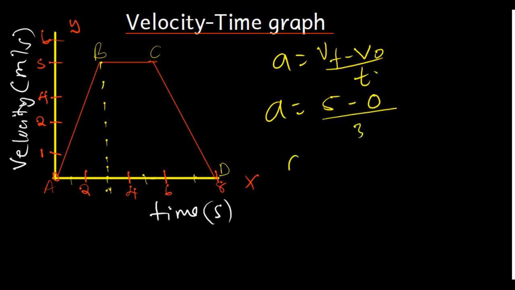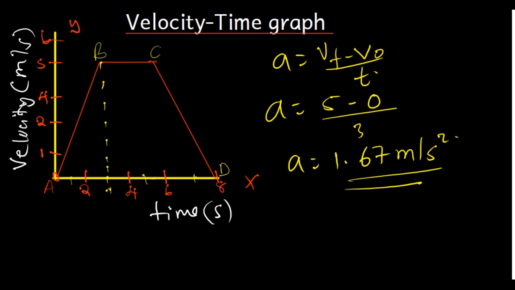Meaning that our acceleration in that case is going to be equal to 5 divided by 3. I'm getting 1.666, but you can just round it off and say 1.67. That is meters per second squared. This is our acceleration from point A to B.